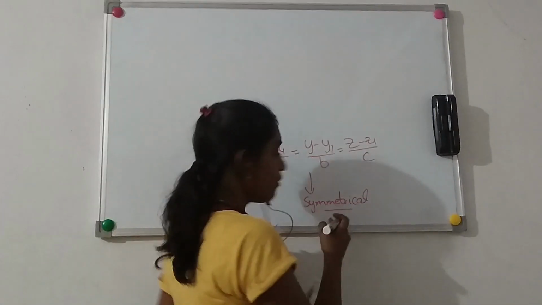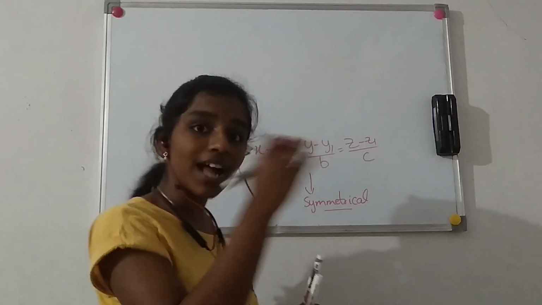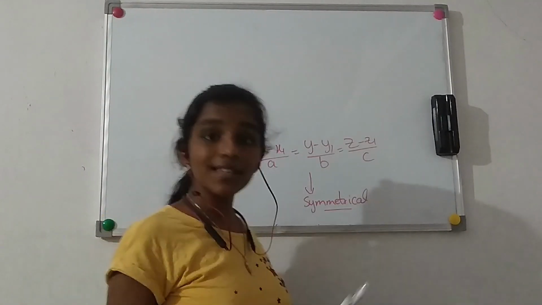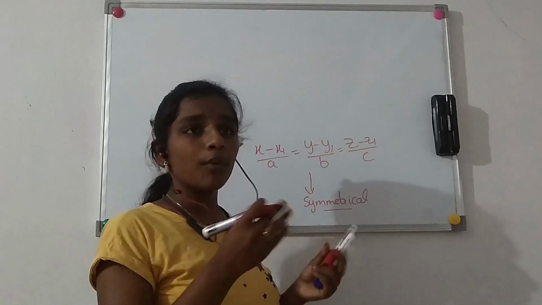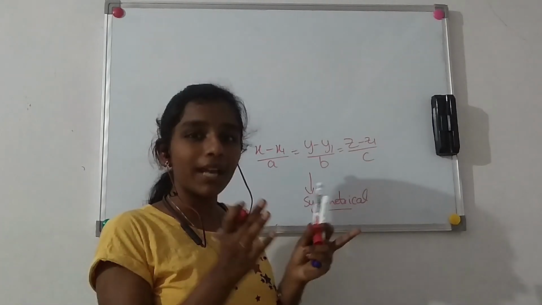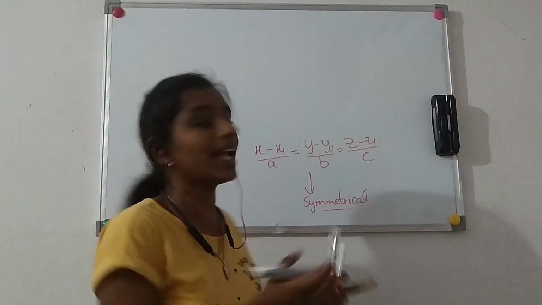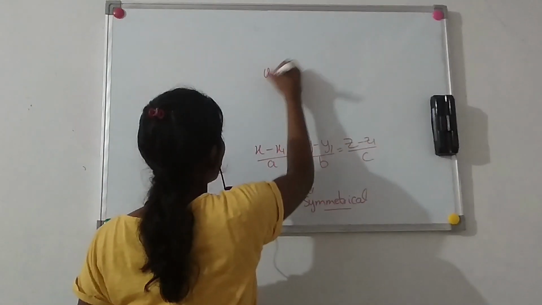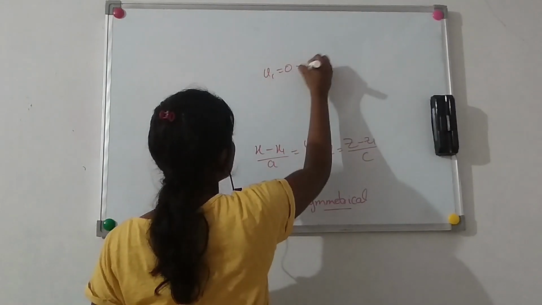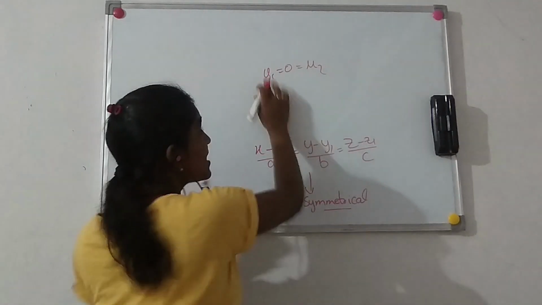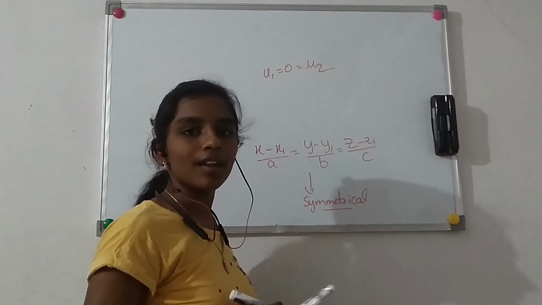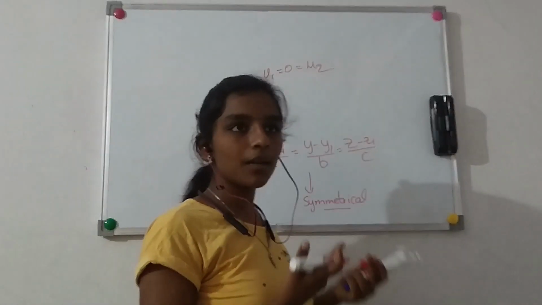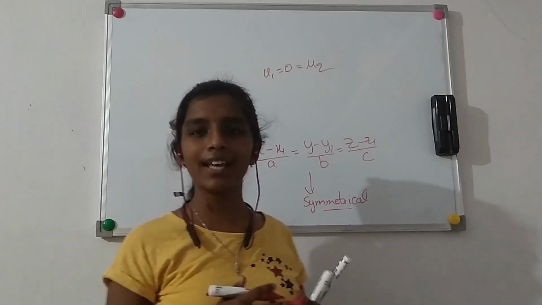Then we have another thing that is called the unsymmetrical form. Now how does that look? It looks like we put two equations of the plane in it. That looks like u1 equals 0 equals u2. Now what are these u1 and u2? These are the equations of the planes. Now what is this unsymmetrical form actually? Why do we write it like this?